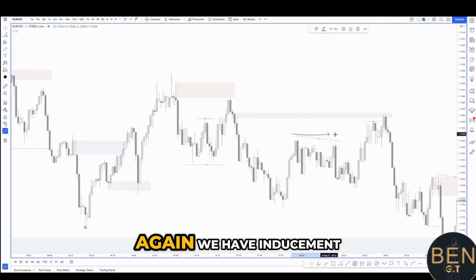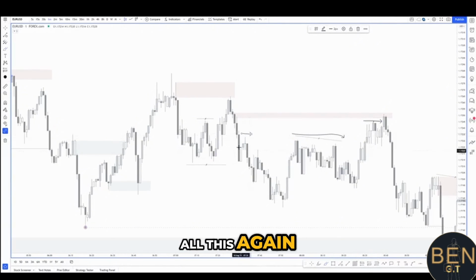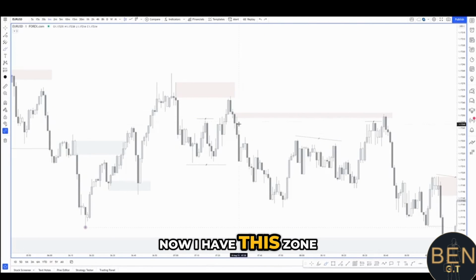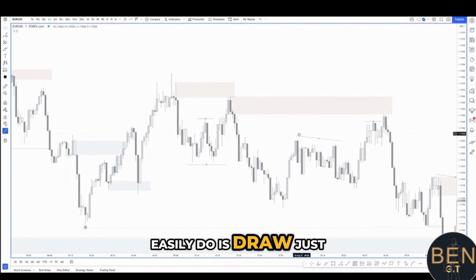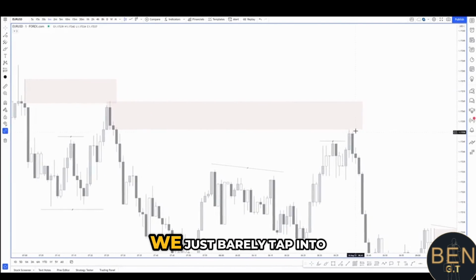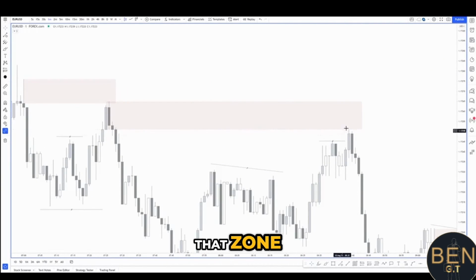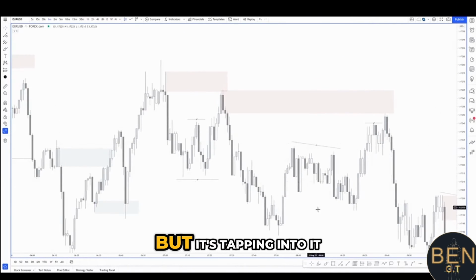So what we can see, again, we have inducement. We even have a little bit of inducement here. All this, again, is just internal range liquidity that's being targeted. Now I have this zone drawn using this bit of area, but what we can very easily do is draw it just like that. And as we can see, similar to the example previous, we just barely tap into that zone. So arguably, if you got tapped in that trade or not is a whole different story, but it's tapping into it.